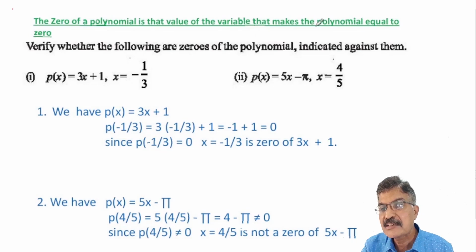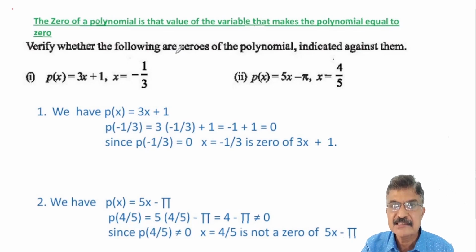Zero of the polynomial is the value of the variable that makes the polynomial equal to zero. That means, if a is the zero of the polynomial p(x), then p(a) should be zero. That's the concept. We will study this concept with the help of some examples.